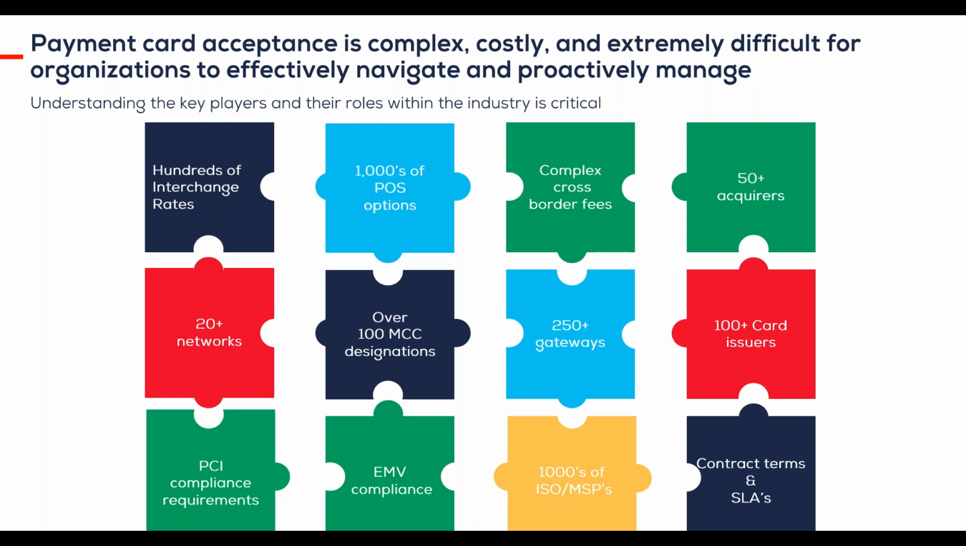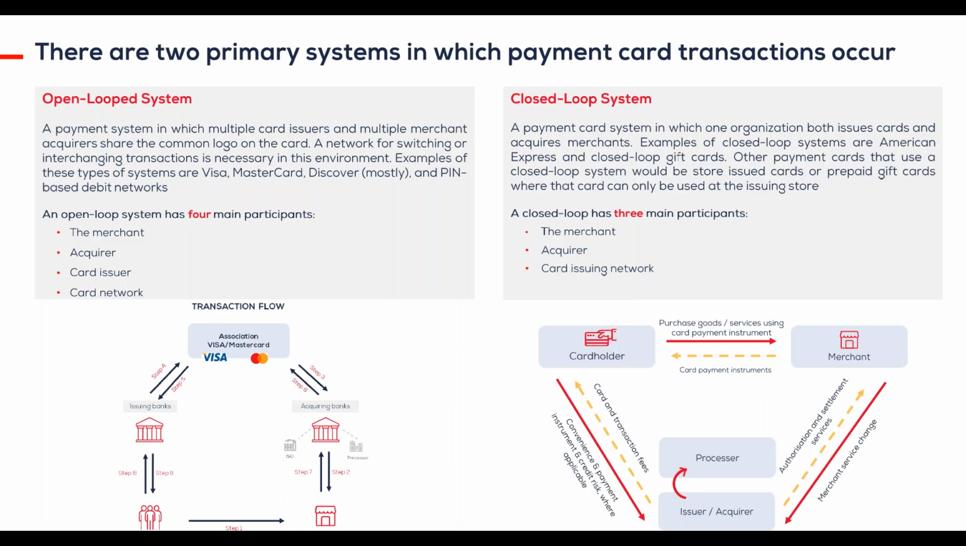So we'll take a step back, as I mentioned, and begin at the beginning, talking about the two primary systems in which payment card transactions occur today. So looking into the two differences here, you can see the key points are the open loop system and the closed loop system. Looking at the open loop system, there's really 4 main participants versus the closed loop has 3.